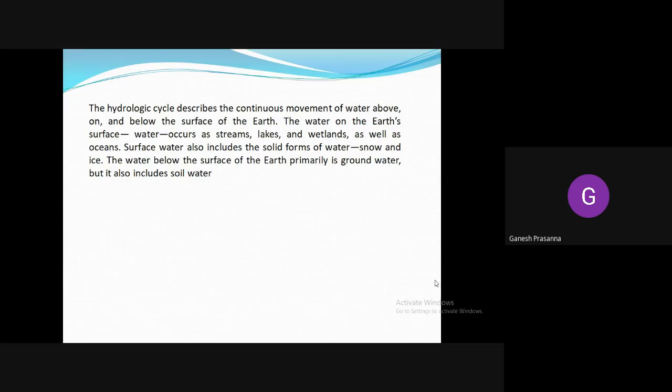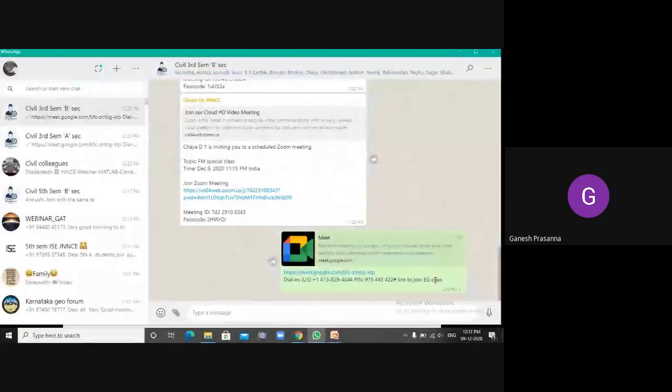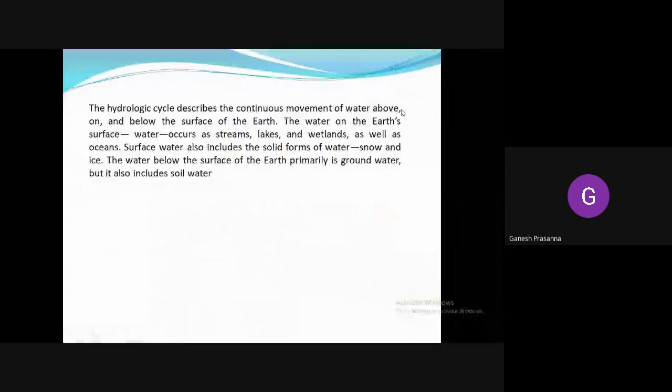Streams are open sources of water. Lakes are open sources of water. Wetlands are open sources of water. And also rivers are open sources of water. As well as the oceans, they also become a part of the open sources of water. All these are the places where water is available for evaporation.